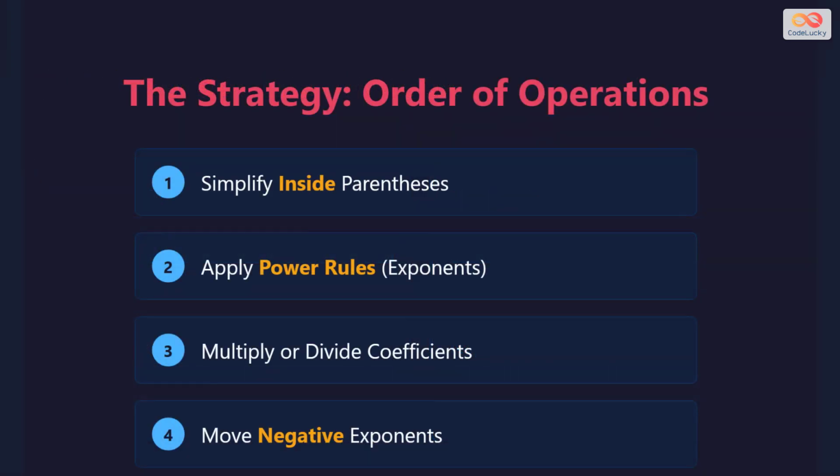When you face a big messy problem, the order in which you simplify matters. Think of it like a specialized order of operations for exponents. First, simplify anything you can inside the parentheses. Second, apply the power rule to remove those parentheses. Third, combine any remaining terms by multiplying or dividing. And fourth, as a final cleanup step, move any negative exponents to make them positive. Let's break this down.